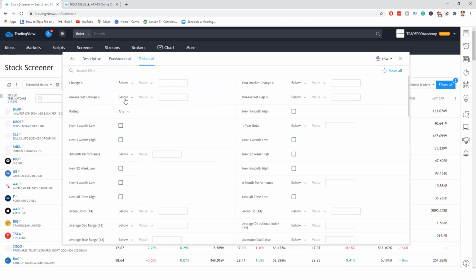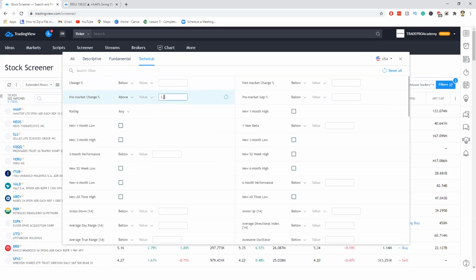So for pre-market change, I like to change this. Maybe we'll do like 1%, 1.5%. And we can just hit enter there.